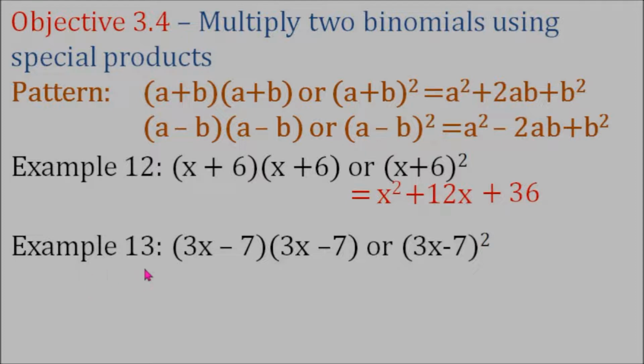Example number 13, the quantity 3x minus 7 times the quantity 3x minus 7, or the quantity 3x minus 7 squared. So first we are going to square the first term, 3x times 3x, that's 9x squared. Then multiply the two terms, 3x times negative 7, that's negative 21x. Then double it, it's negative 42x. Then square the second term, negative 7 times negative 7 is 49. So this is our answer, 9x squared minus 42x plus 49.